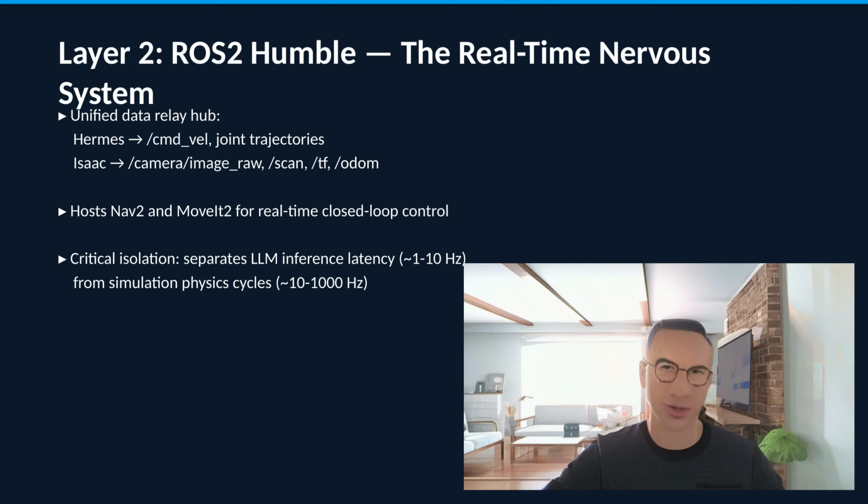Layer 2 is ROS2 Humble, the real-time nervous system. It acts as a unified data relay hub. Hermes sends velocity commands and joint trajectories downward. Isaac publishes camera images, laser scans, coordinate transforms, and odometry upward. ROS2 hosts Nav2 and MoveIt2 planners for real-time closed-loop control. This layer provides critical isolation, separating LLM inference latency from simulation physics cycles.